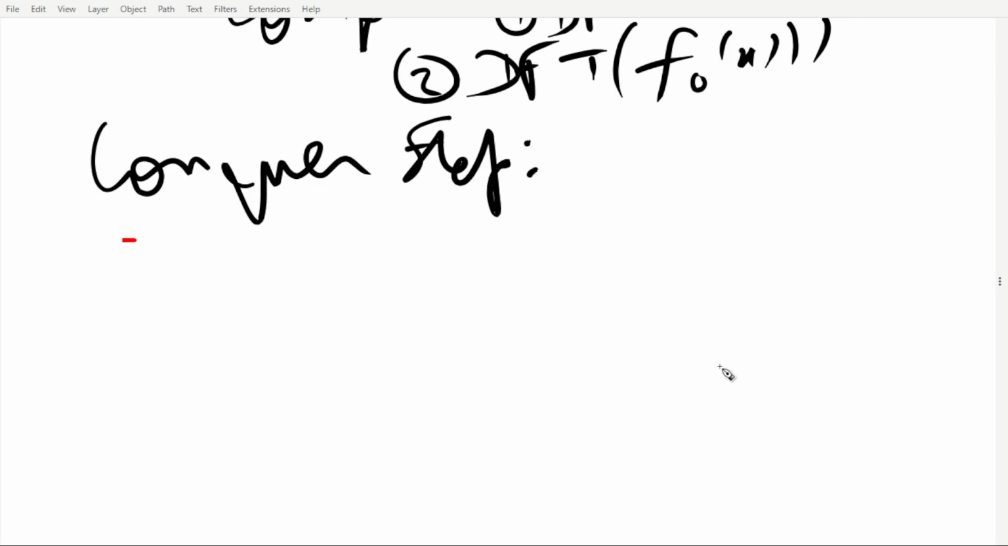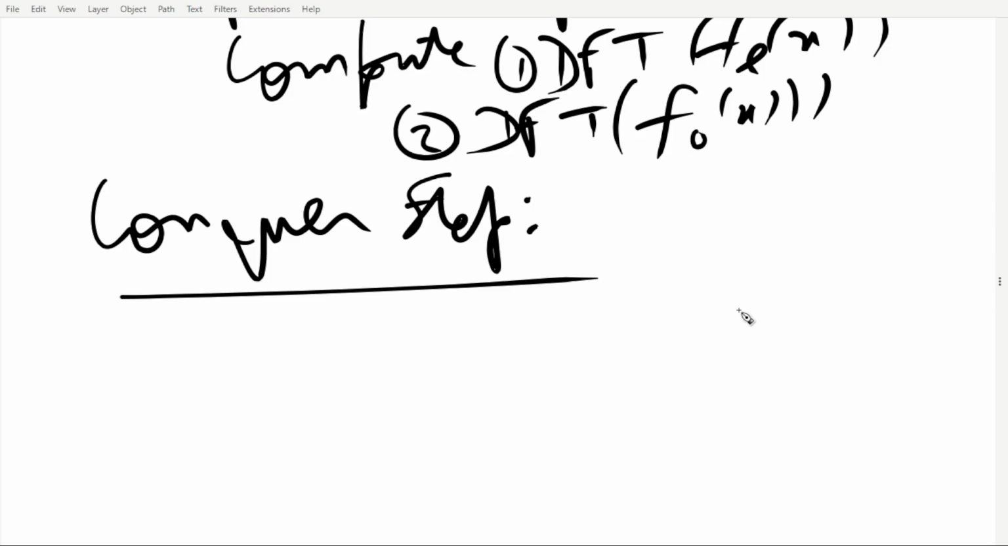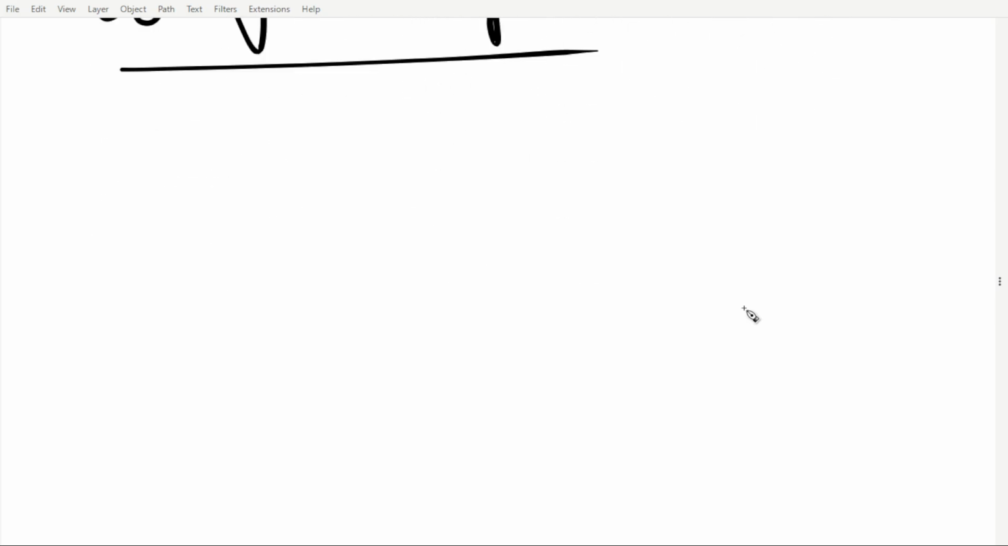So for the conquer step, we already know the smaller DFTs, the two DFTs, DFT of FE(x) and DFT of FO(x). We know the values and we need to combine them. So just remember what are the DFTs of FE(x) and FO(x). As a vector, they are point value form evaluated at the n by 2th roots of unity.